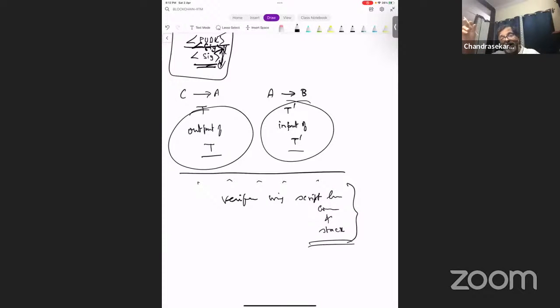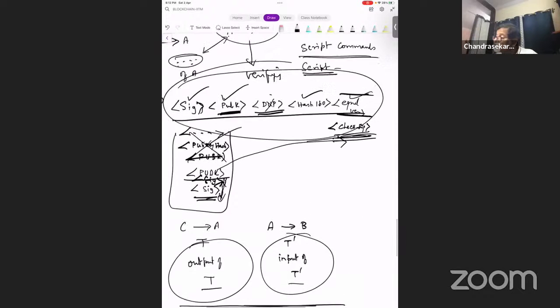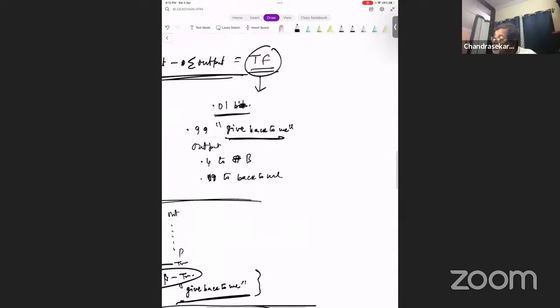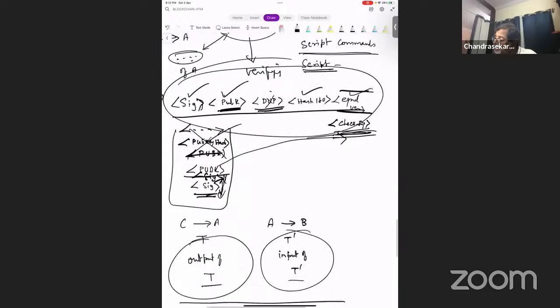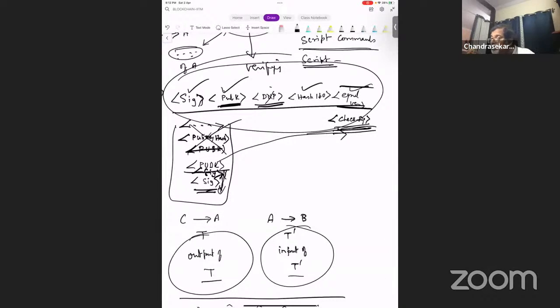As and when we require additional operations, here we have seen the operation of duplicate. We have seen the operation of hash 160. We have also seen the operation related to checksum. Equal verify, checksum, duplicate. Duplicate simply duplicates. Equal verify checks whether two items are equal.